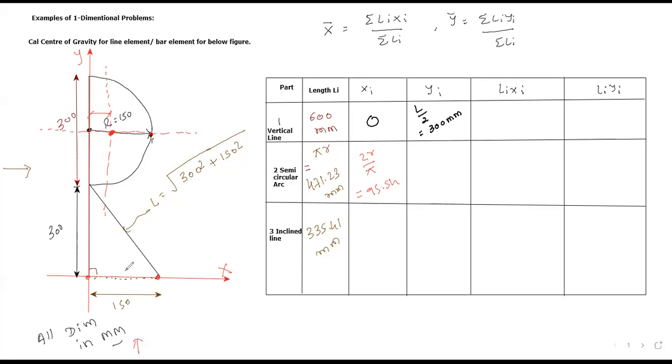Now what is your reference x? Everyone's x is correct, since I already told you x. This is 2r by pi. Now from this location, this is the center of gravity of the semicircle. Now what is your reference axis? Your reference axis is this.